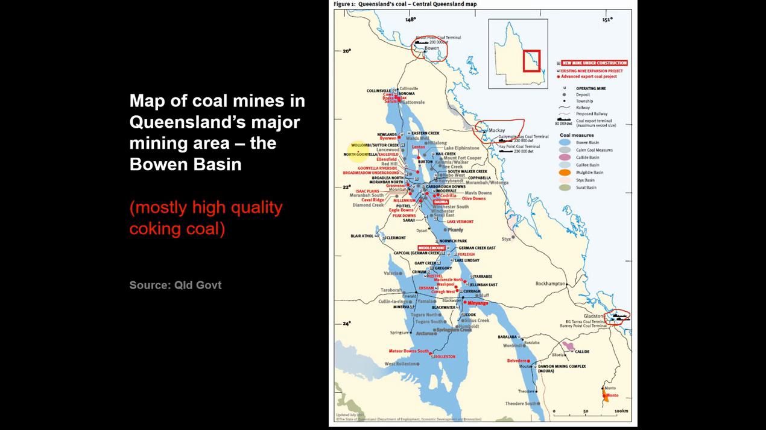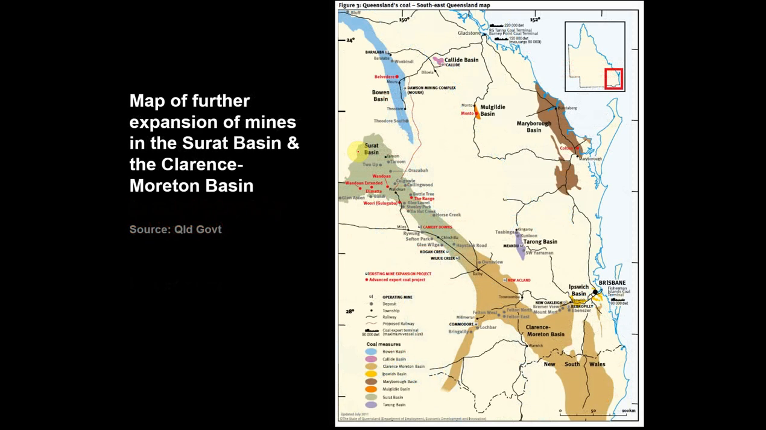Most of the coal is the highest grade coking coal. Coking coal is used in steel production, and normally sells for around $250, $300 a ton. So it's valuable, and it's close to the coast. That coal basin has been extensively developed. To the south, inland from Brisbane, we've got the Clarence-Moreton Basin, and there are a number of mines that were previously around Ipswich. Most of those have been mined out. The New Acland Mine is part of the Clarence-Moreton Basin.